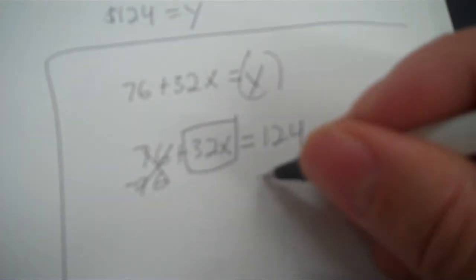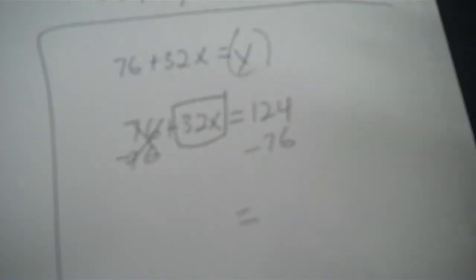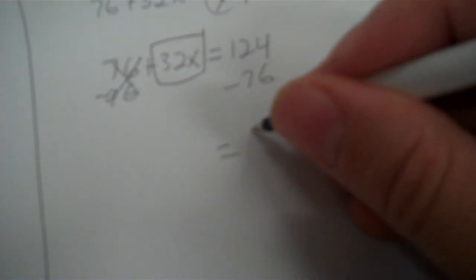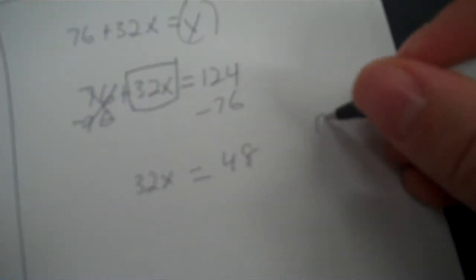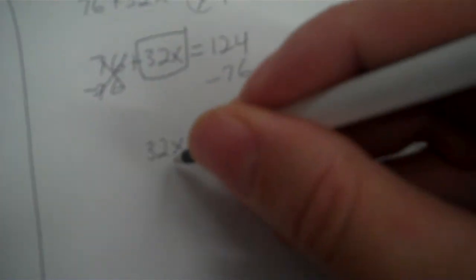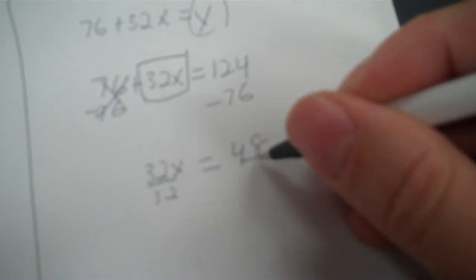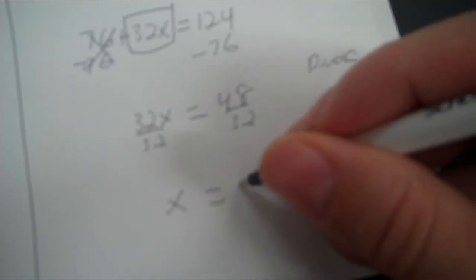Subtract 76 and then reset the equation. 124 minus 76 is 48. And over here we've got 32 times x. Then again we're going to divide, so divide by 32, divide by 32. 48 divided by 32 is 1.5. You've got a decimal. I want you to keep it as a decimal because for hours, that could be 1.5.